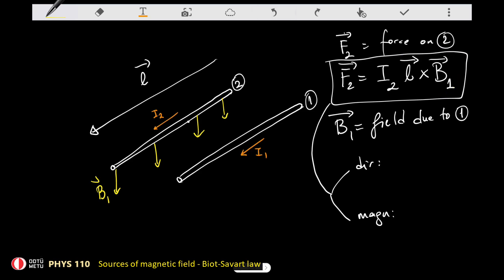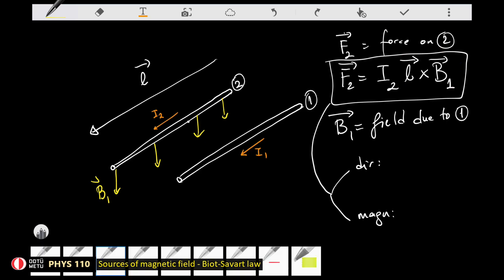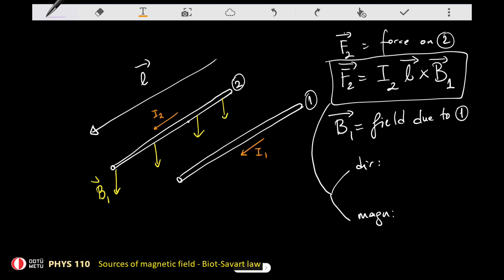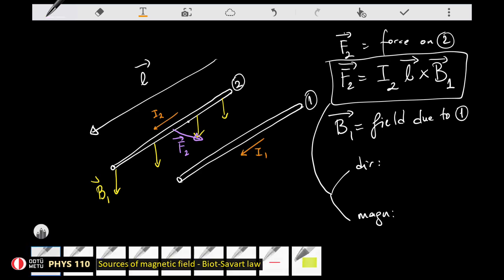So to find the direction of the force F2, I need to think about the cross product in here. My thumb is along the direction of L. Index finger is downward. So the middle finger therefore shows me the direction which is pointing towards the other wire. So this F2 in here is parallel to the surface of the table, and it essentially pushes the wire towards the other wire. I'm just going to say that the direction is attractive in here.